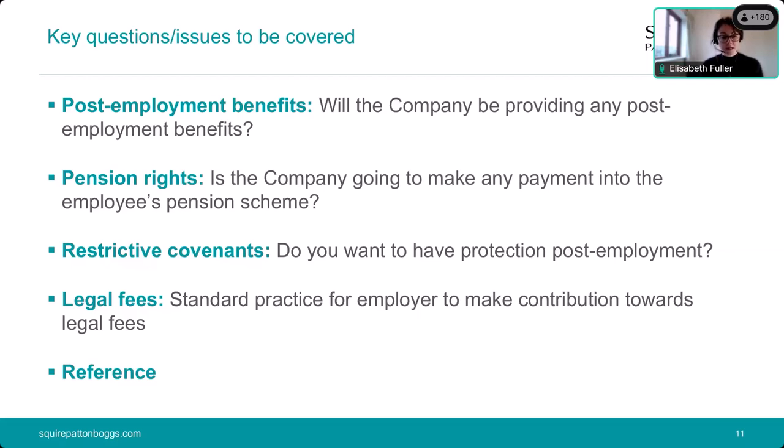Another thing to consider is pension rights. Is the company going to agree to make a payment into the employee's pension scheme as part of the settlement package? If so, then again, you should be documenting that in the settlement agreement. And you obviously need to take into account any rules relating to the employee's pension scheme, and double check that you can make the payment that you're wanting to make. It's also worth considering the tax implications of making that payment, and usually you'll be wanting the employee to be liable for any tax that becomes due on that payment later on.